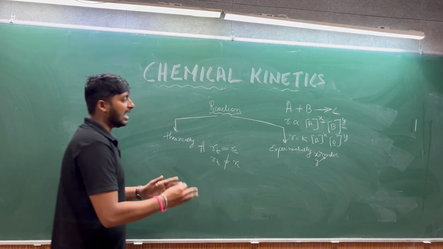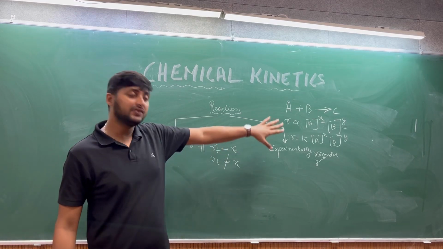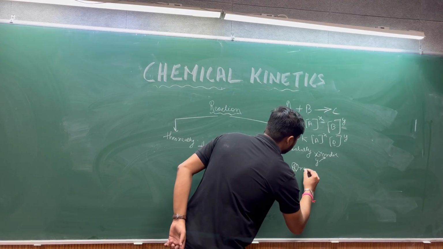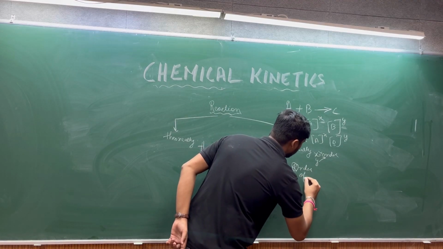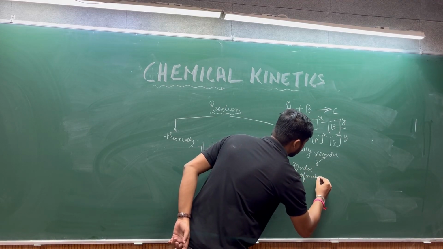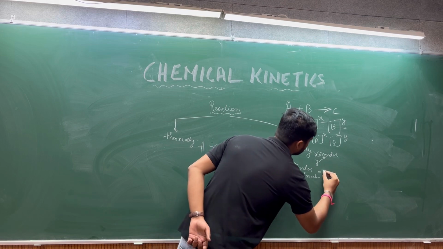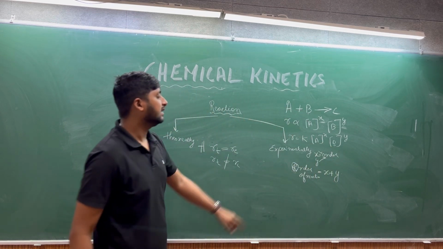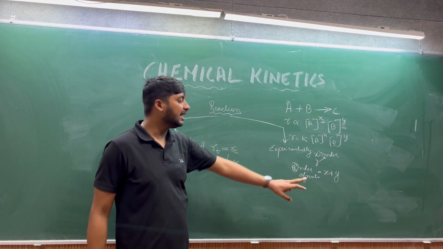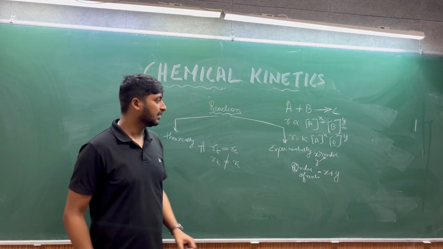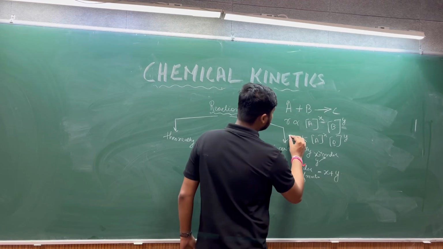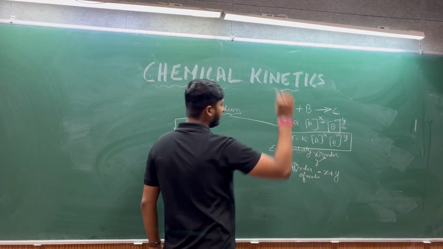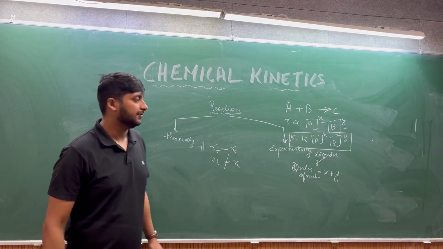And if we are asked to find what is the order of the reaction, then order of the reaction will be the summation x plus y, that is order with respect to reactant A and order with respect to reactant B. So this is the generalized rate equation that we will be using throughout this chapter.